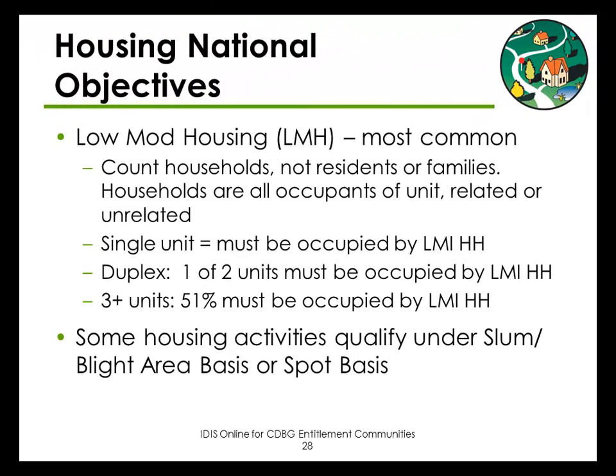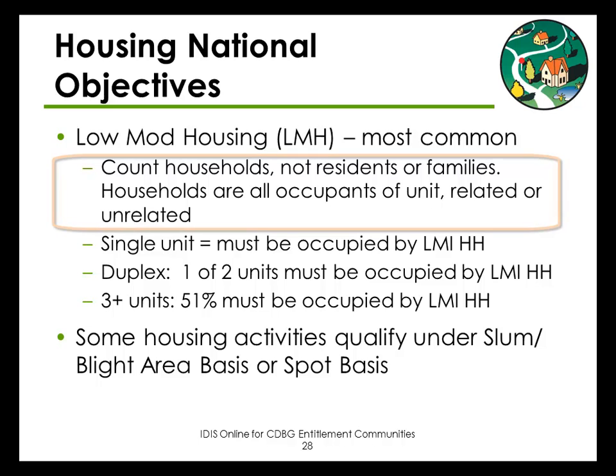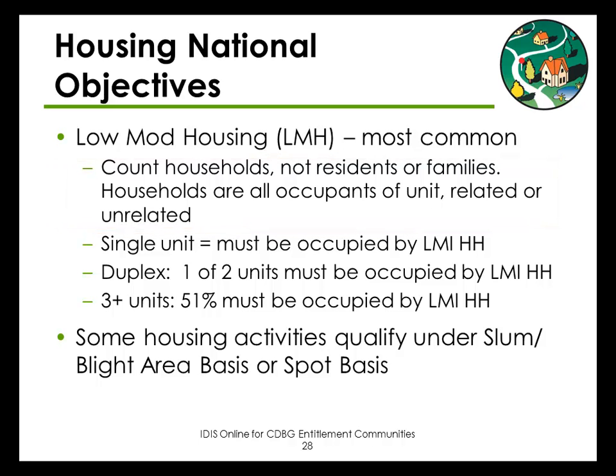The most common national objective for a housing activity is low-mod housing. When showing that you've met the national objective, you'll be counting households, not residents or families. Households are all the occupants of the unit, related or unrelated. There are different thresholds for this national objective depending on the type of property you're assisting.